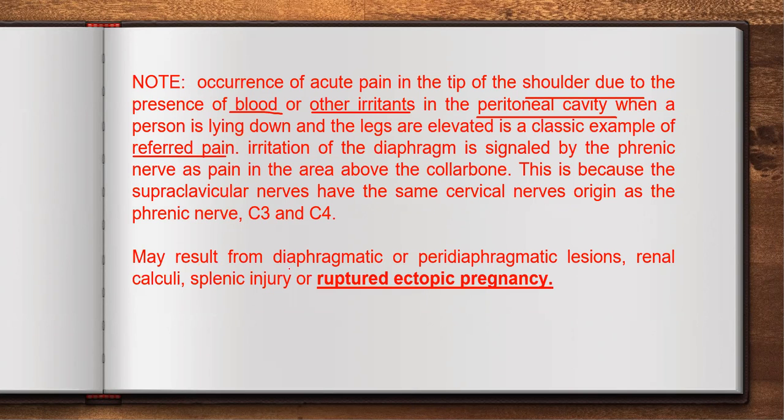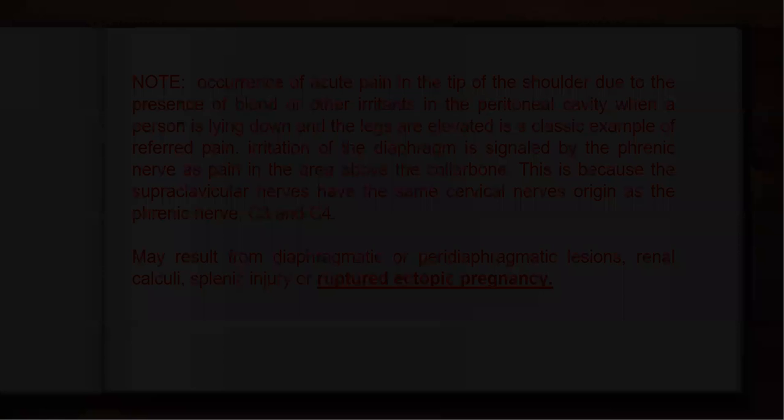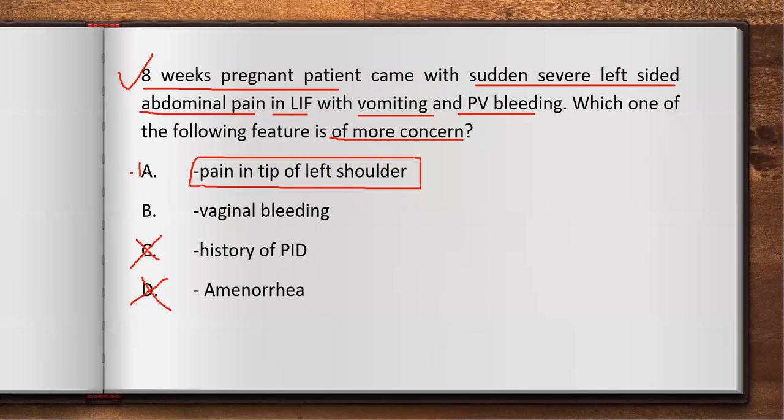Now, what is the cause? It may result from diaphragmatic or peridiaphragmatic lesion, renal calculi, splenic injury, or ruptured ectopic pregnancy. So this is our answer here. Ruptured ectopic pregnancy can cause this diaphragmatic irritation, and that can lead to the referred pain in the tip of the left shoulder. So that's our most concerning thing in this case. Okay, so this will be our answer.